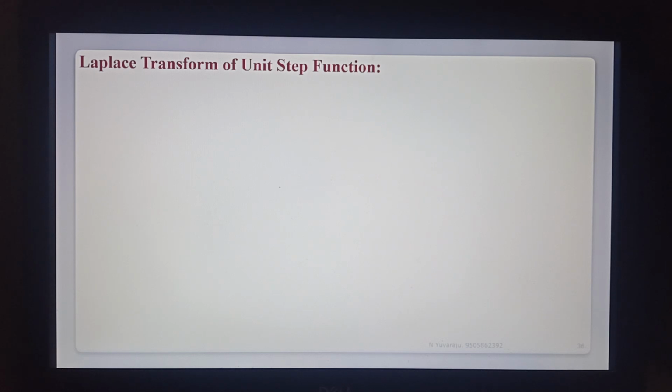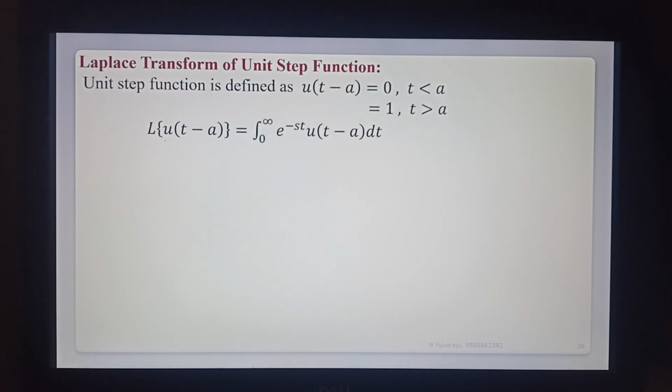So next other topic is Laplace transformation of unit step function. So unit step is one of the functions. So how to find Laplace transformation of this type of function? So first see the definition. So unit step function is defined as u of t minus a. This is the unit step function. So it is equal to 0 when t is less than a, and equal to 1 when t is greater than a.